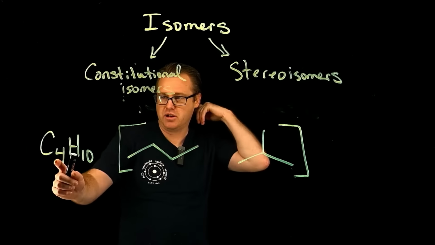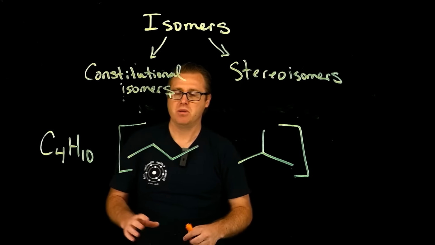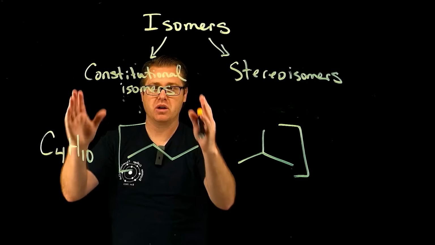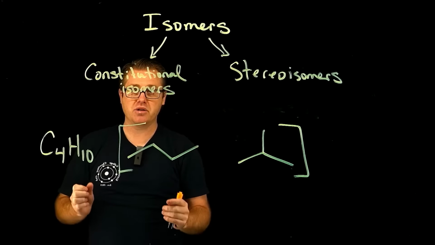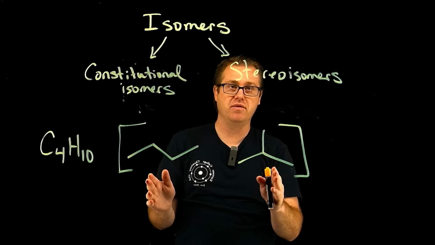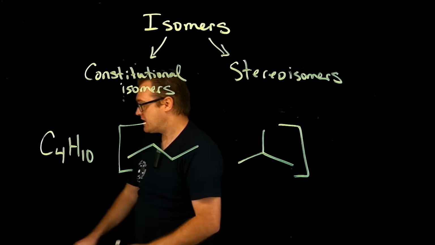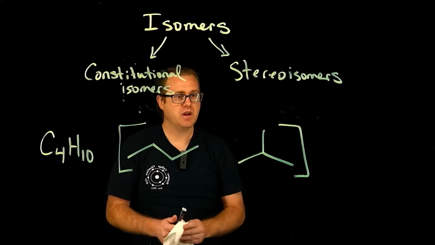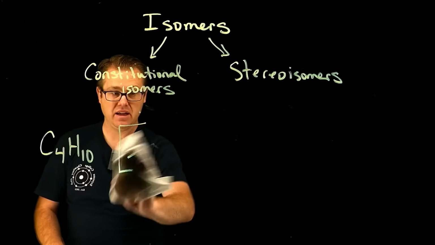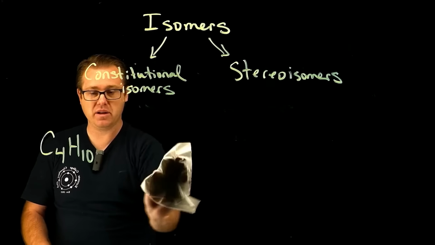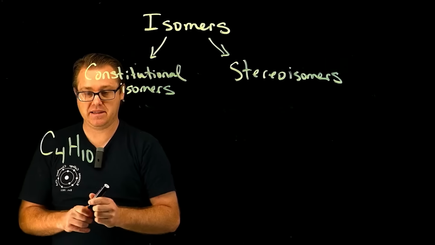And we've briefly looked at constitutional isomers in previous videos. But if we could put a definition to constitutional isomers, it would simply be molecules that have the same chemical formula but different connectivity. Stereoisomers, on the other hand, have the same connectivity, same chemical formula, but different orientation in space.